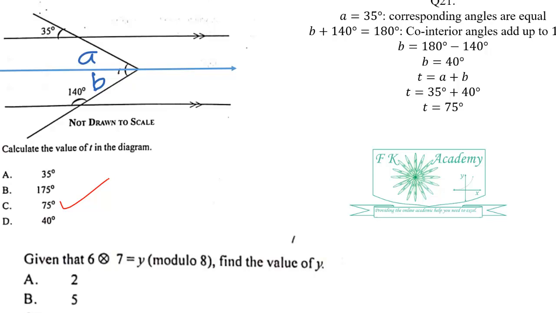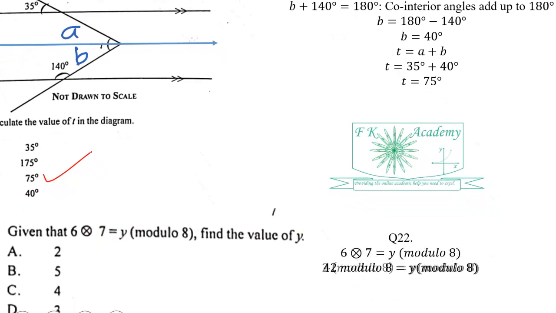Given that 6 times 7 is equal to y modulo 8, find the value of y. So y will be equal to 6 times 7, which is 42, and 42 modulo 8 is 2. Therefore, y will be equal to 2.